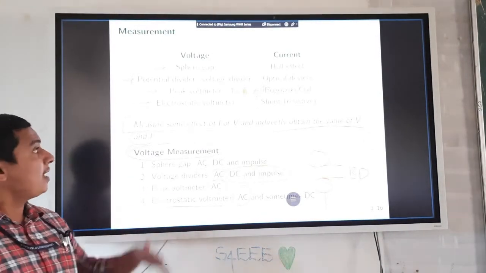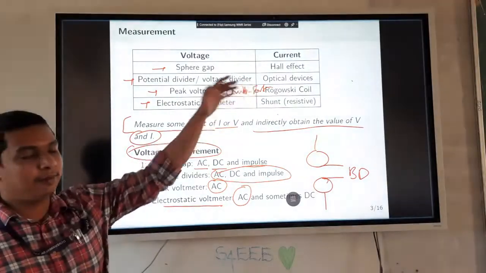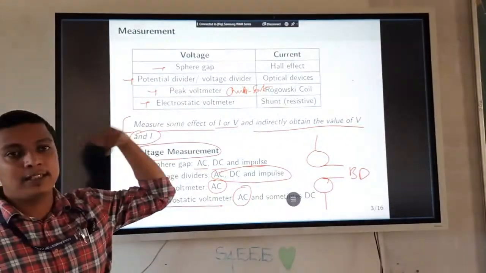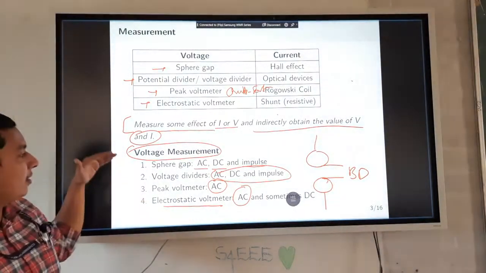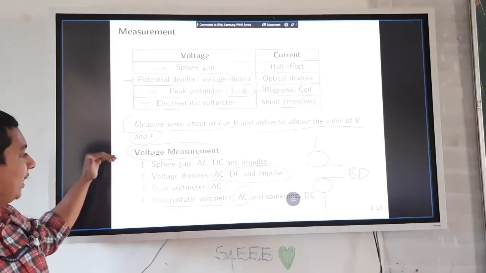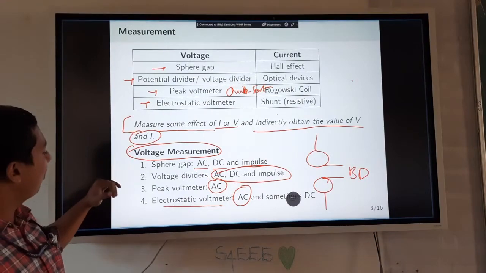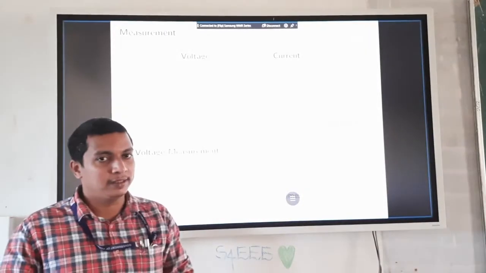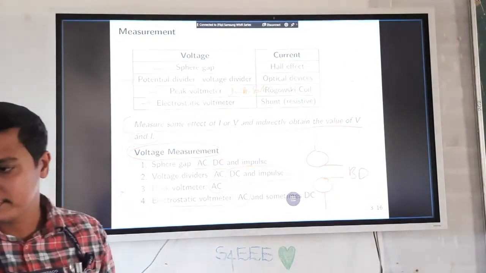So again, our intention is to understand methods of voltage and current measurement at high voltage levels, and we will see them one after another. Firstly we are going to see voltage measurement, where we will learn four types: the sphere gap, voltage divider, peak voltmeter and electrostatic voltmeter. These are the four types of measurement that we are going to learn.